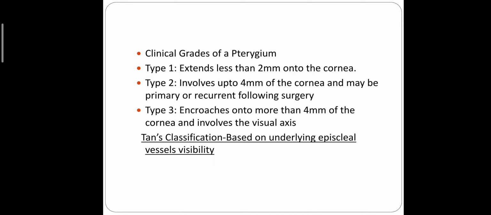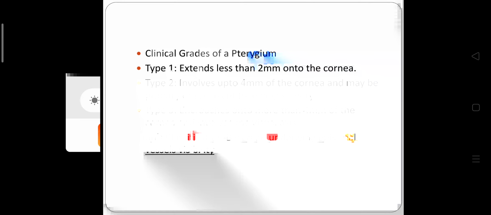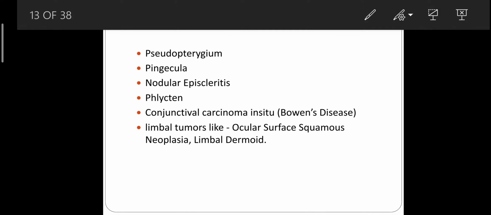Okay, there is something called the TANS classification. You just need to remember the name, and details are not required. This is based on the visibility of underlying episcleral vessels. If the underlying episcleral vessels are clearly seen, it is grade 1. If they're not seen so clearly but still seen, it's grade 2. If the episcleral vessels are totally obscured, it is called grade 3. Just remember there is something called the TANS classification, but the most important is the one based on the encroachment.